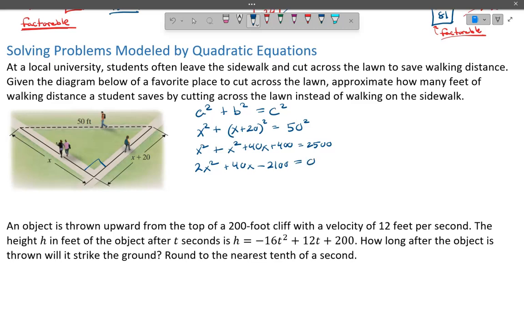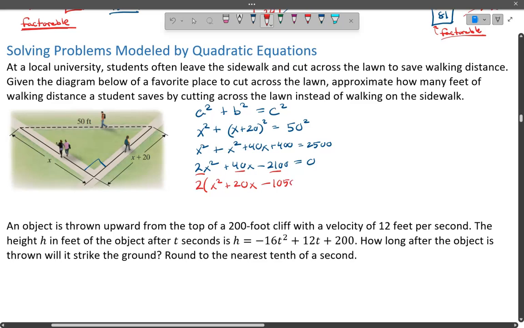So what we want to do is look to see about solving or factoring this. Well, first thing we can see is that we have a leading coefficient, and we actually have a common factor between all of these. So let's factor that out and then determine using the discriminant whether I can factor it or if I have to use the quadratic formula. So I factor out the 2 and I'm left with x squared plus 20x minus 1,050.